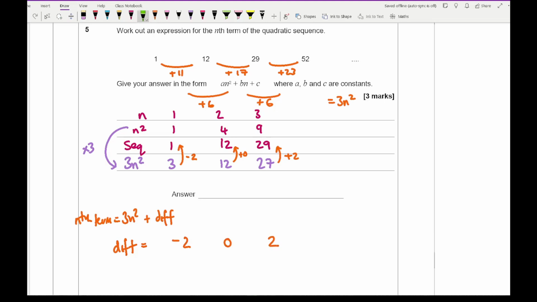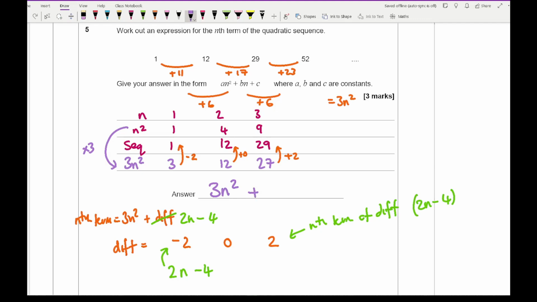So then we've got to work out the nth term of this. So the nth term of the difference. And I should be able to do that in my head with practice. So it's going to be 2n because the difference is going up in positive 2. And how do I get from positive 2 to minus 2? Well, I need to take away 4. So that's going to be 2n minus 4. So then I can scrub out the difference. That's going to be 2n minus 4. And that gives me my final answer of 3n squared plus 2n minus 7.